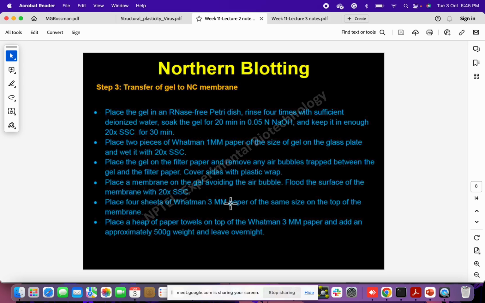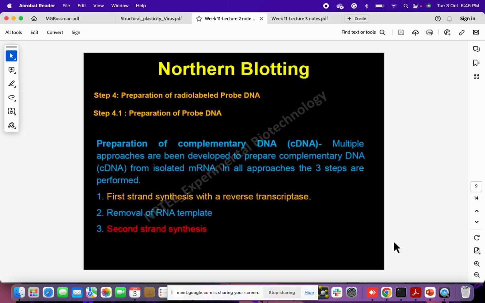Place 4 sheets of Whatman paper of the same size on top of the membrane. Place a heap of paper towels on top of the Whatman paper and add an approximately 500 gram weight and leave overnight.